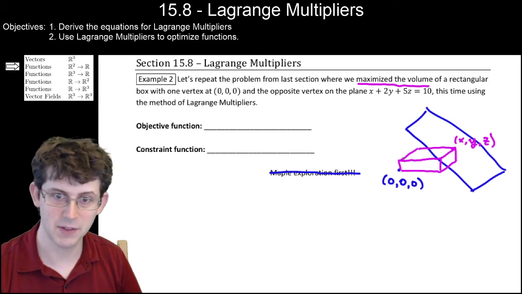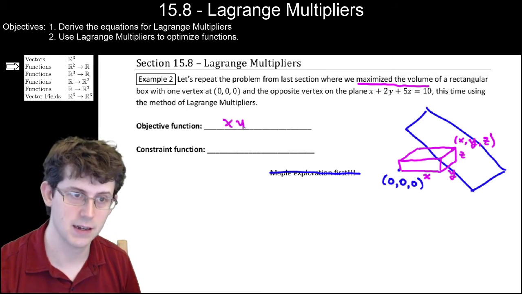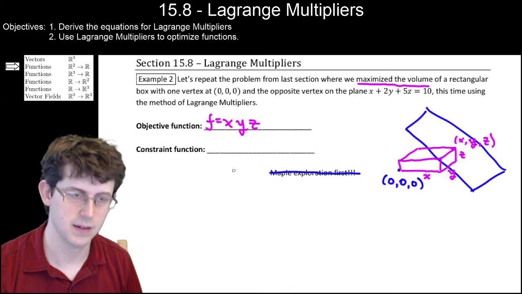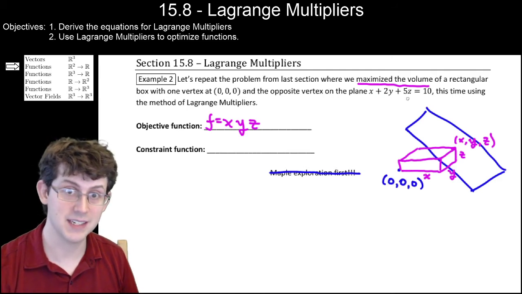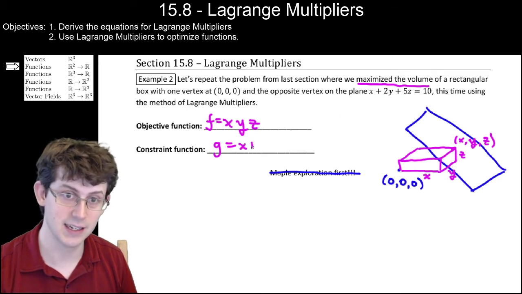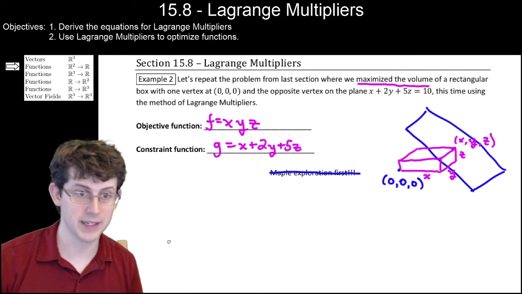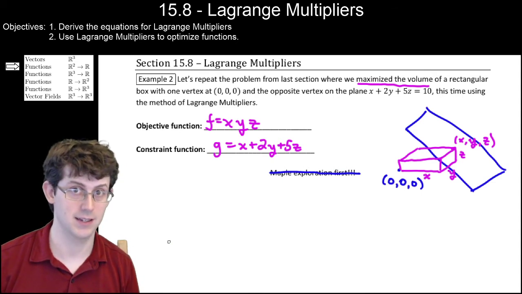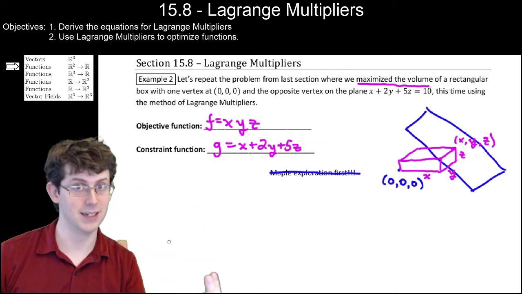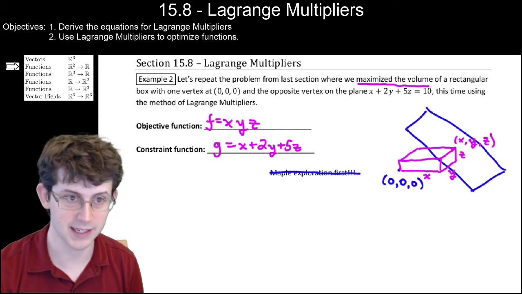So what is the volume of the box? The volume of the box is x times y times z. That's our objective function, so this is going to be f. The constraint is that x plus 2y plus 5z equals 10. So the constraint function is g equals the stuff that's in the constraint, x plus 2y plus 5z. Notice that x plus 2y plus 5z equals 10 is not a function. That's an equation. So the constraint function is just the part that equals some number. It's a little bit tricky, but yeah. Okay, so this is the constraint function.